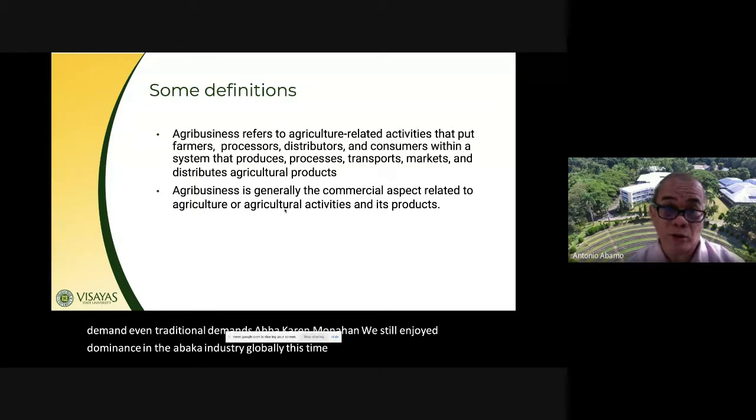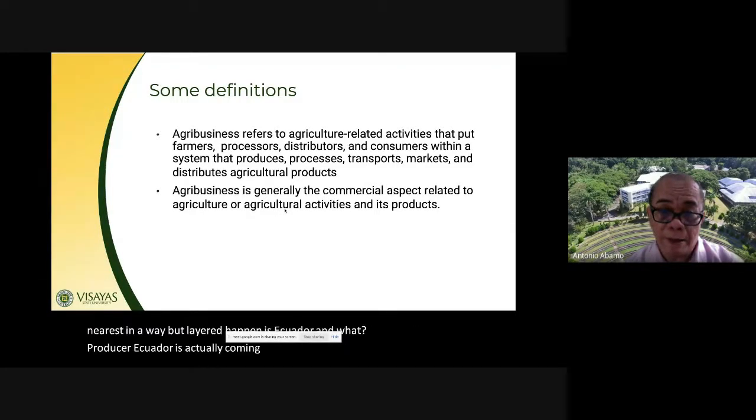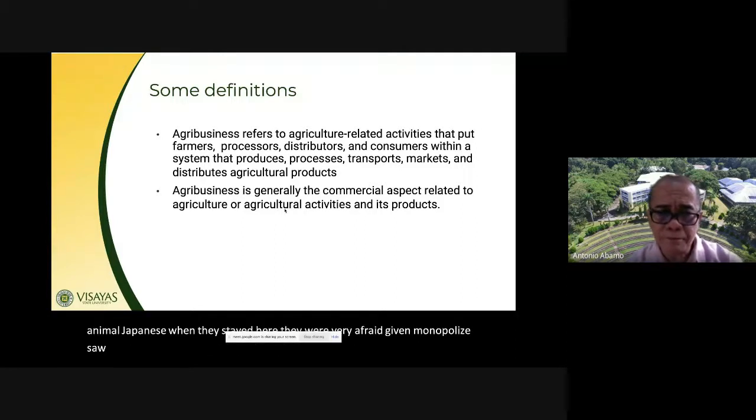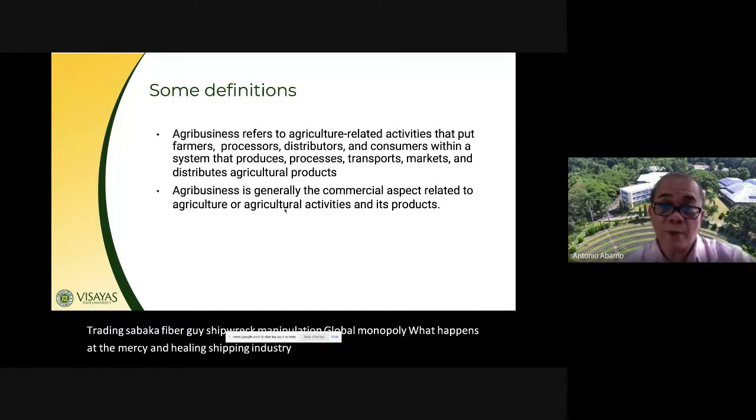Our nearest competitor, nearest in a way, but layo ra gyapon, is Ecuador. And you know what? Ang abaca nga giproduce sa Ecuador is actually coming from the Philippines, from Davao. Nang abot mo to sa Ecuador, wise man kayo ang mga American ning puyo sa Pilipinas ug mga ibisan nga ni mga Japanese. When they stayed here, they were very afraid to monopolize sa Pilipinas ang trading sa abaca fiber. Kay siyempre, ma-monopolize niya, global monopoly. What happens? At the mercy ang ilang shipping industry. So mo to nga, nagdala po ng uban og planting material sa Ecuador. Nagtubo nga to sa Ecuador.